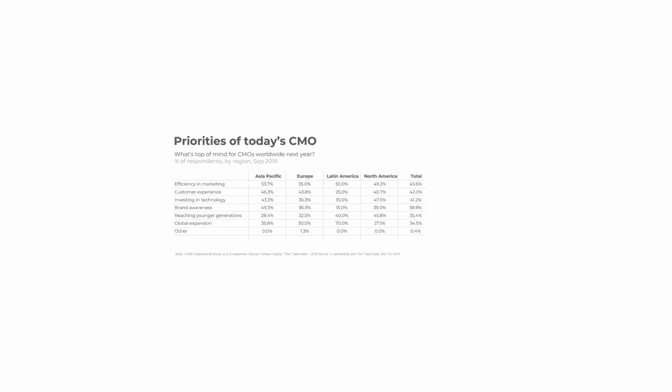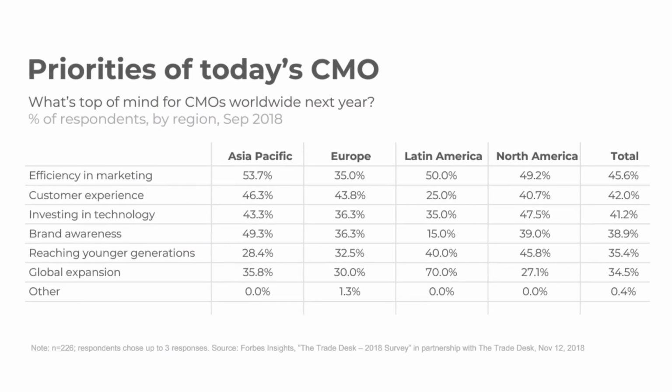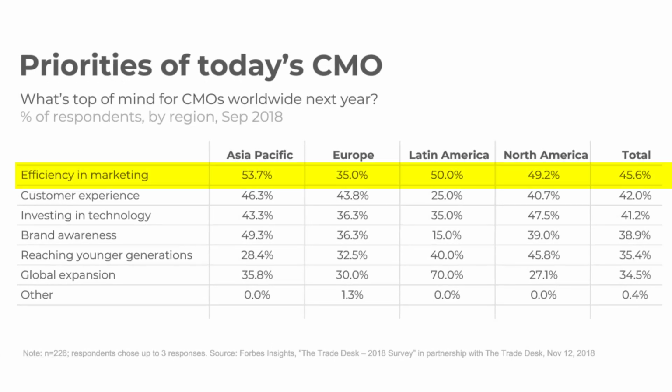Your Google remarketing campaigns are probably broken. When surveyed by Forbes, chief marketing officers across the globe share their number one priority, and it was boring: marketing efficiency.